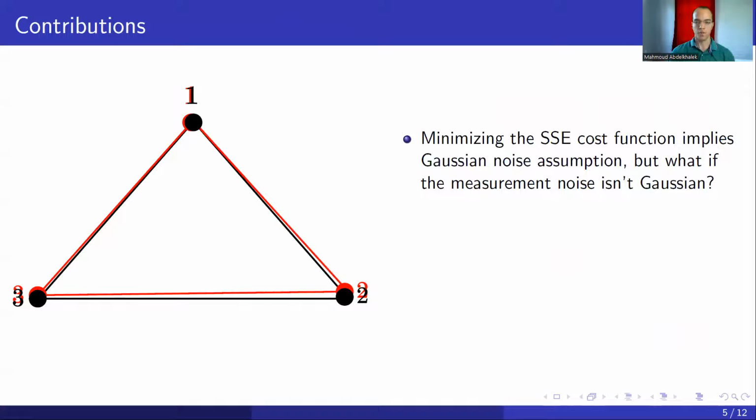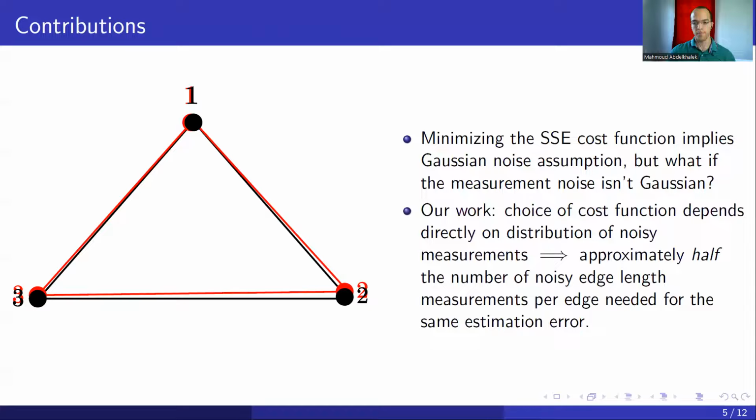Now I'll describe briefly what our work has been on. Minimizing the SSE cost function, which is often what's done in the literature, implies that the estimate would be optimal in the likelihood sense only if the measurements are Gaussian distributed. However, in practice, that may not be true, and that's what we're addressing. In fact, we find that if the choice of the cost function depends directly on the distribution of the noisy measurements, rather than just using the SSE cost function for all kinds of measurements, we can achieve the same estimation error using approximately half the number of edge length measurements for each edge.